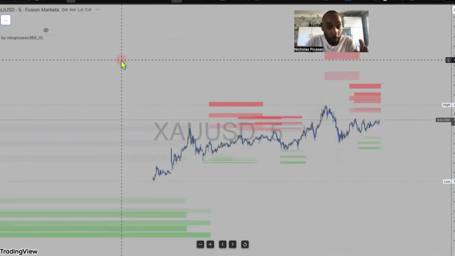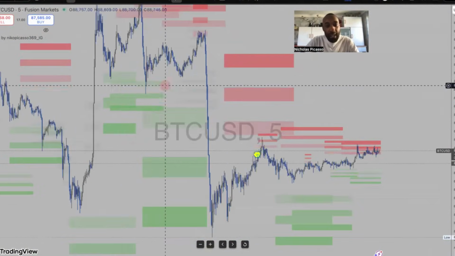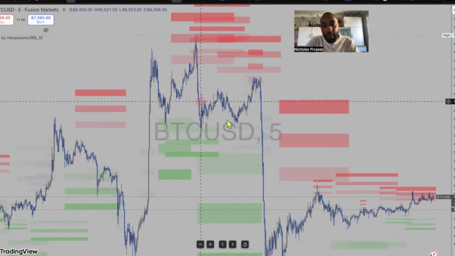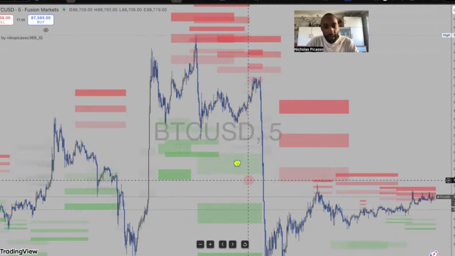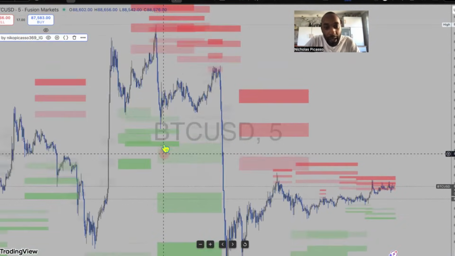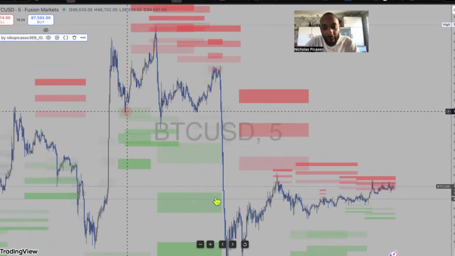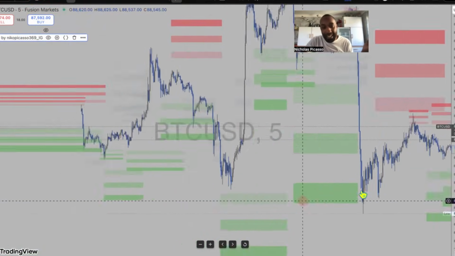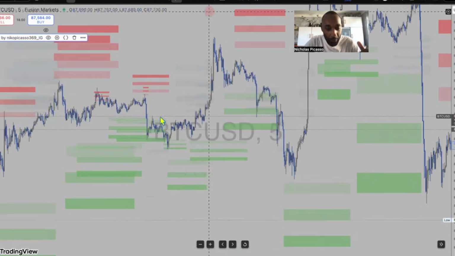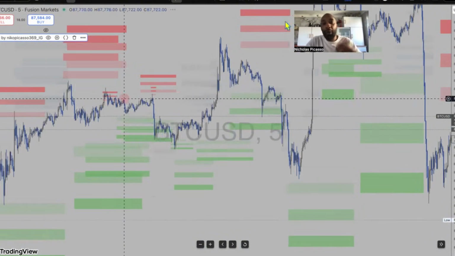I want to show you Bitcoin as well, kind of how precise that is. It tells you to sell Bitcoin right here. Then Bitcoin goes down again, sell Bitcoin right here. Then it tells you to buy Bitcoin right here. And you see, it tells you to buy right here. And obviously you can backtest this, right? So whenever you have the replay, you can backtest this. You will see. I don't want to keep this too long.